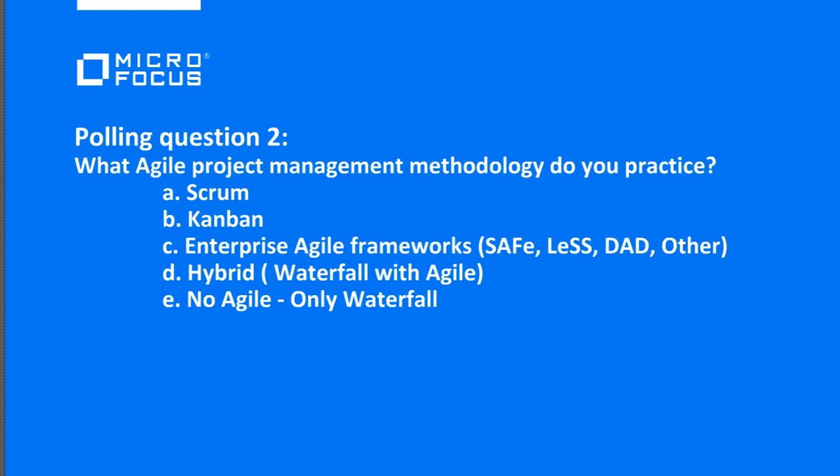So far, okay, I think the polling is done. We've got 9 people that have voted Scrum, 2 people that have voted Kanban, interesting, 4 people that have voted Enterprise Agile frameworks like SAFe, LeSS, and other, 22 people that have voted Hybrid Waterfall with Agile, and only 5 people that have voted Waterfall only, or V-model or whatever. So those are your answers, Ronen.